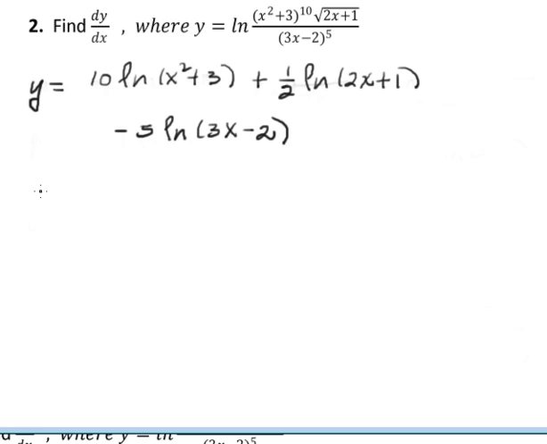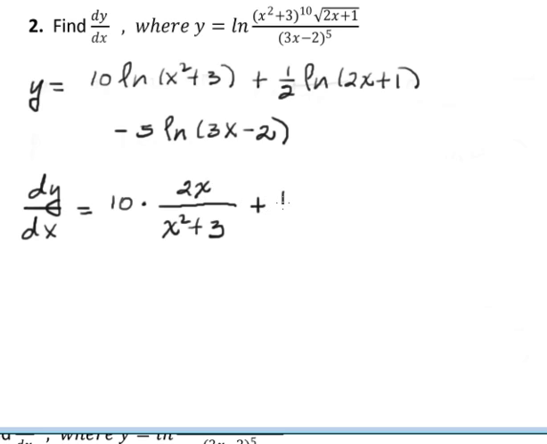Now we're ready to differentiate. So we have dy dx is equal to 10 times, all right, the derivative of the log of an expression is 1 over that expression times the derivative of the expression, so that would be, that's a chain rule, 2x in the numerator. Okay, continuing on, we have 1/2 times 1 over 2x plus 1 times 2 minus 5 times 1 over 3x minus 2 times 3. And that's the derivative.